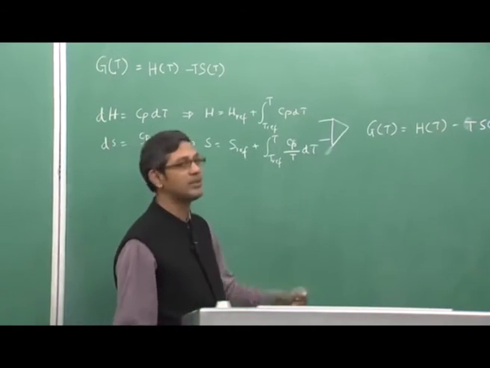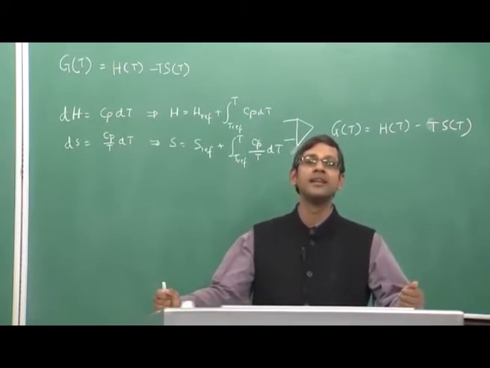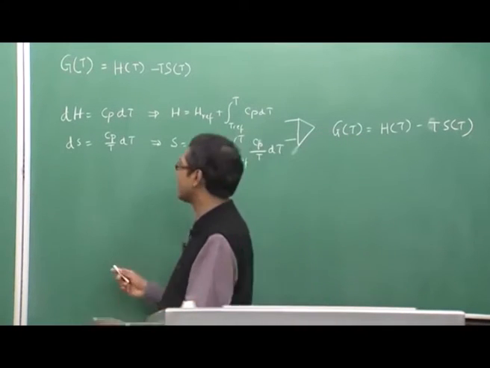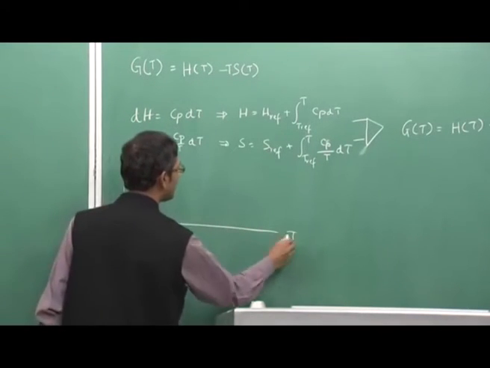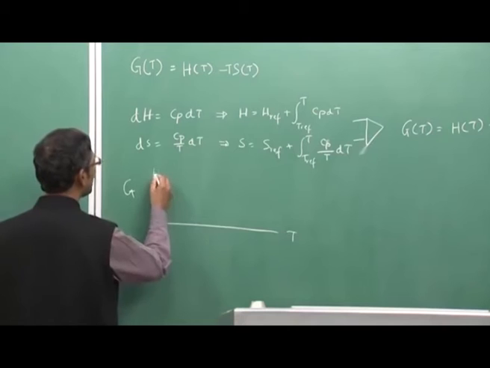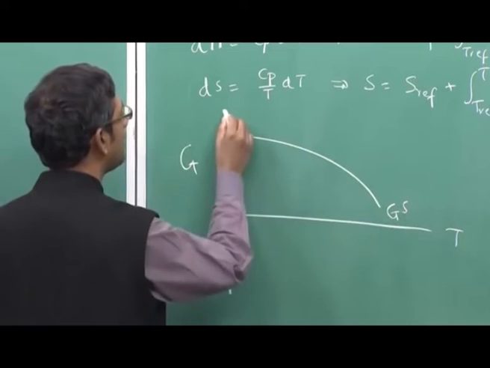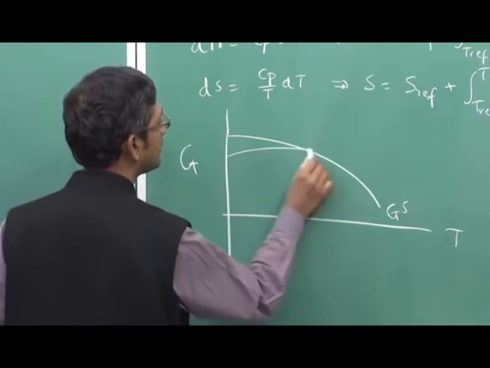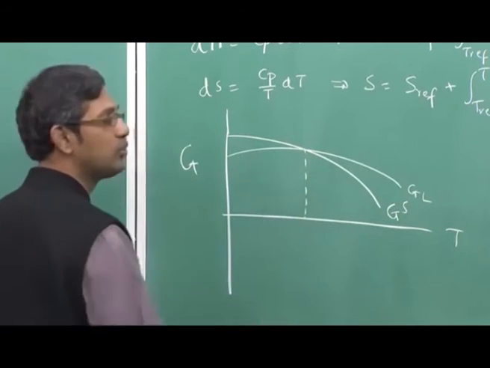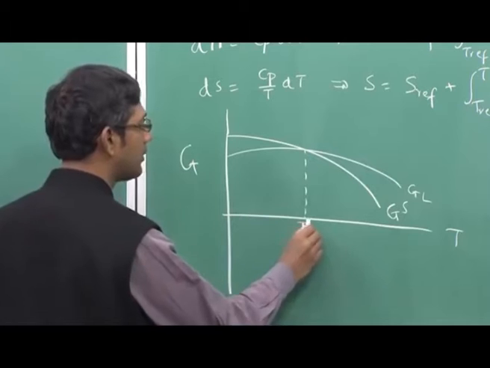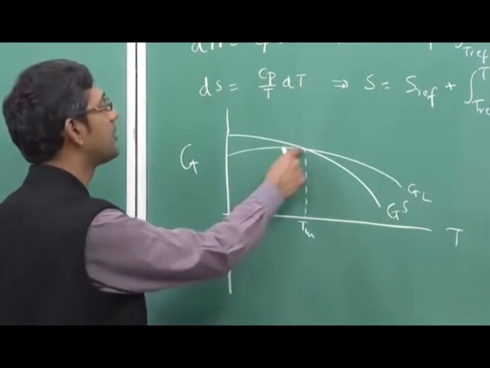By plugging in these two, we can get an idea about the free energy, and I showed you in the last class that the free energy curve for such a system will look like this. We plot G versus temperature. The free energy of a solid will look like this, this is Gs, and the free energy of a liquid will look like this, Gl. The crossing point of these two gives us the melting temperature. The temperature at which both solid and liquid can coexist is defined by this point.